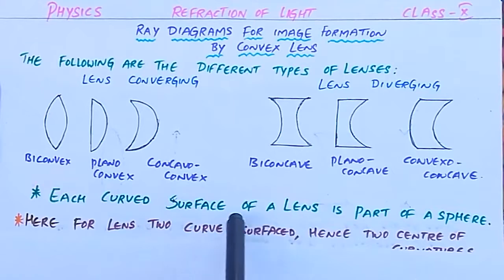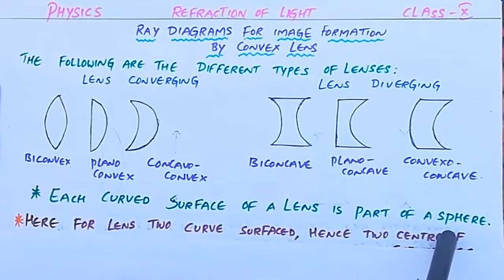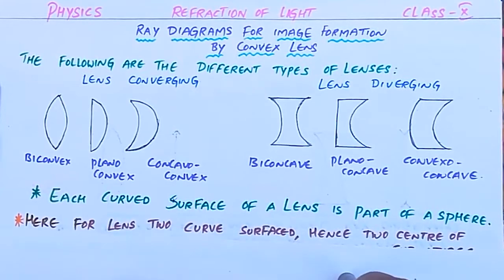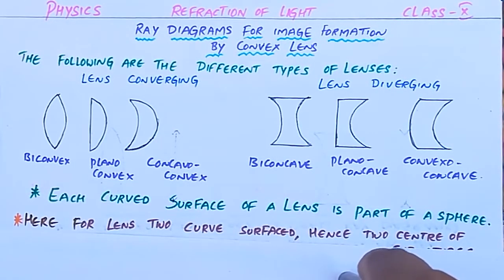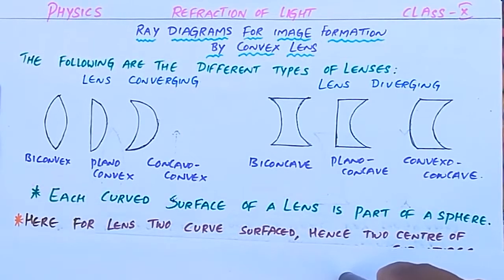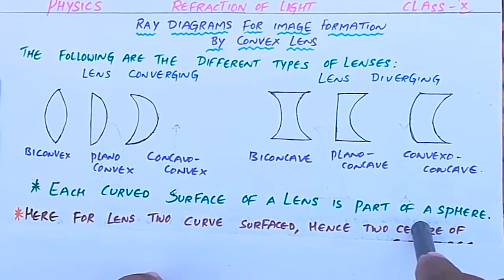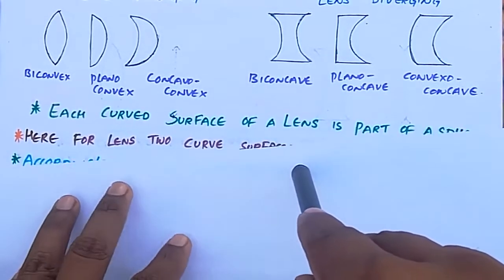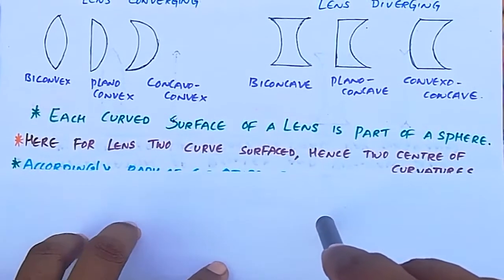See, each curved surface of a lens is part of a sphere. Why? Because these are all spherical lenses, same as spherical mirrors. So the curved shape is a part of a sphere. Then for a lens, there are two curved surfaces. In the mirror we have only one curved surface. Now here, two curved surfaces.